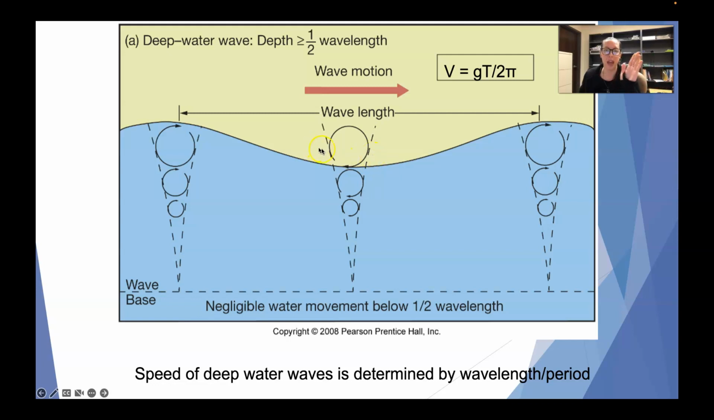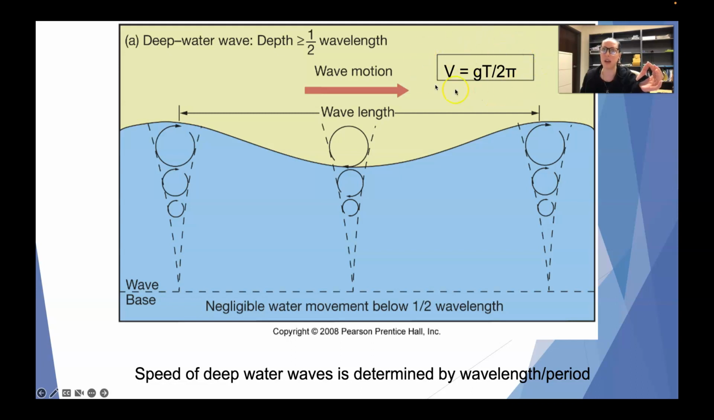This is what I mean by the energy dissipates before it reaches the bottom of the ocean. So you have this circular orbiting energy at the surface, and see how the circles are getting smaller and smaller and smaller, but there's no interaction with the bottom of the ocean. That means that it's a deep water wave.